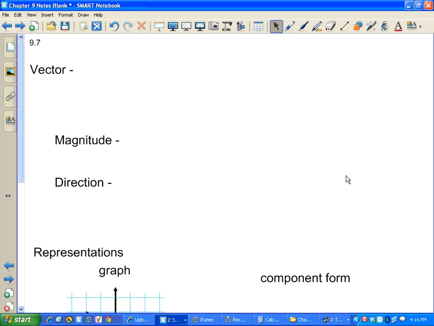The last section in this chapter deals with an application of trigonometry, something that you'll see a lot if you ever take physics, or any physics-based science class. So what these things are called are vectors, and vectors are visual representation of forces or moving objects.